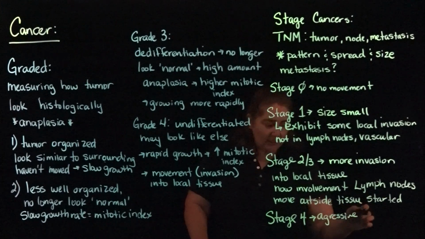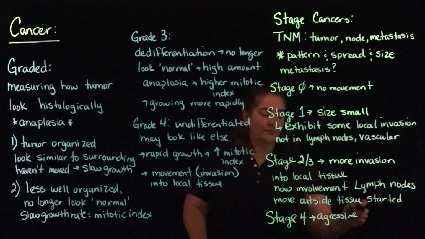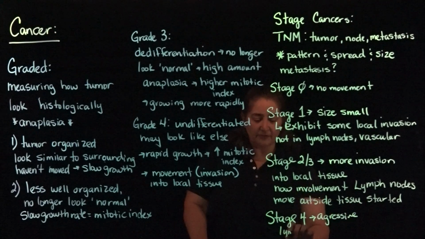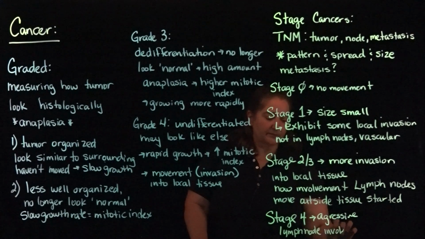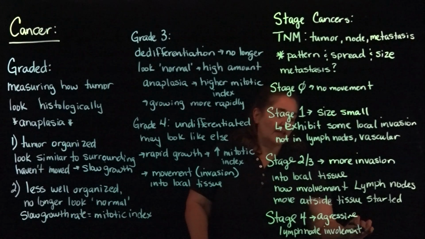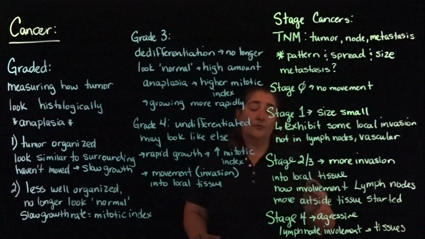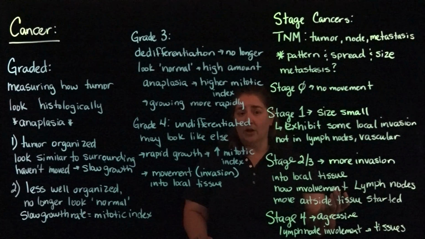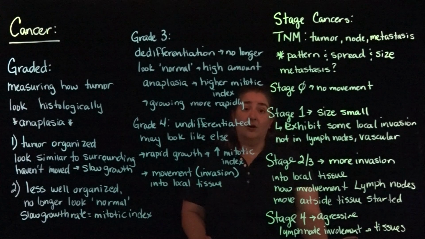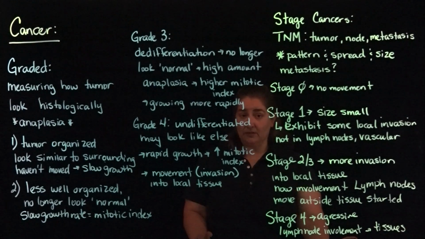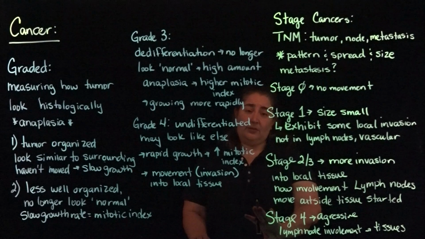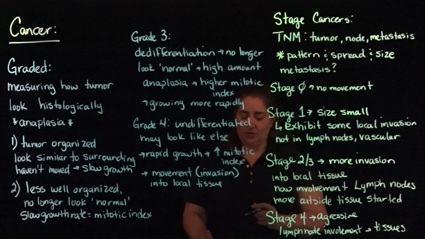All right? So with stage 4, you have lymph node involvement. And you may also have other tissues. Okay? So for example, with breast tumors, bone or lung are very common for the tissue to metastasize to. So if there are breast tumor cells in the bone, that would then be a stage 4 tumor.